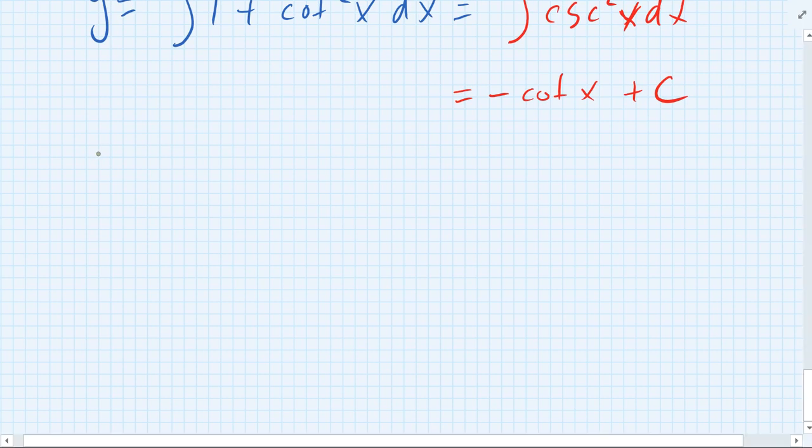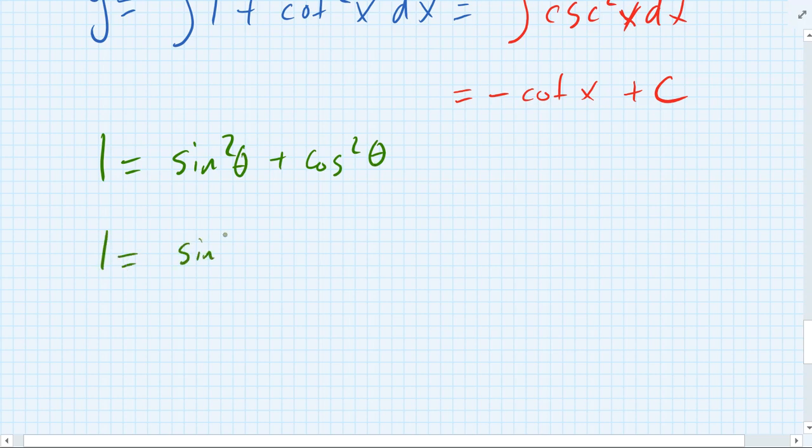So if I have 1 is equal to sine squared x plus cosine squared theta, okay, let's do thetas because I just like thetas. That's the Pythagorean theorem. Y'all all know that one, right? You have that one memorized. To get the other ones, just start with it and divide by either cosine or sine.